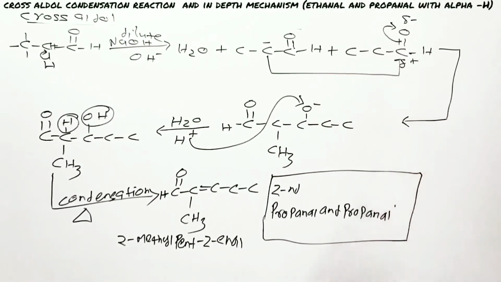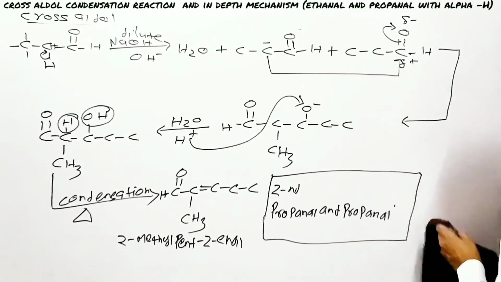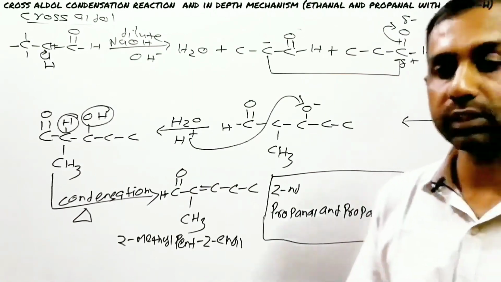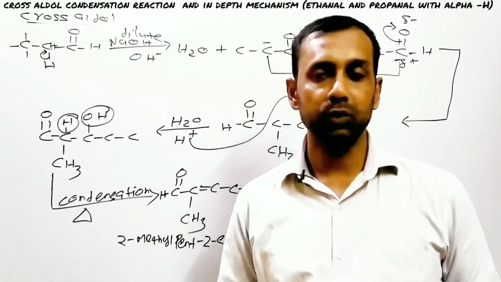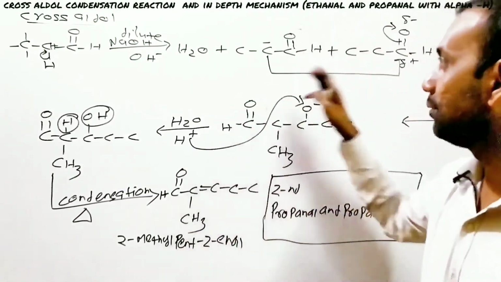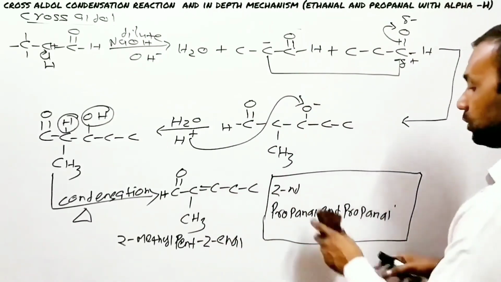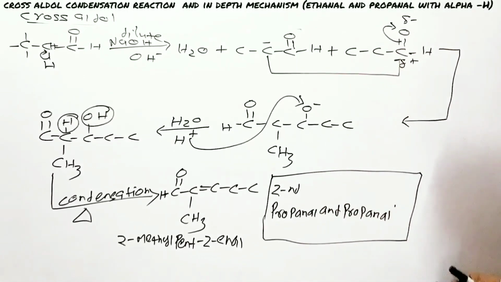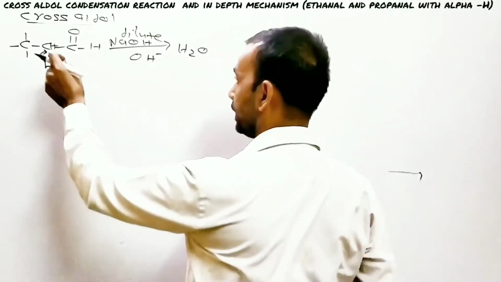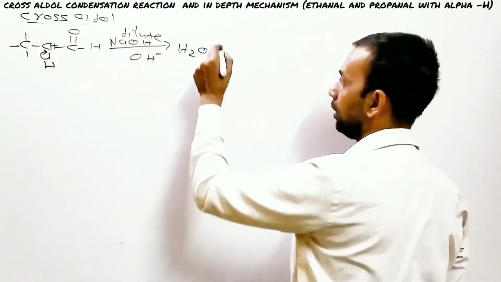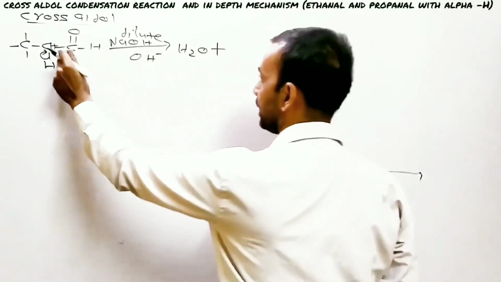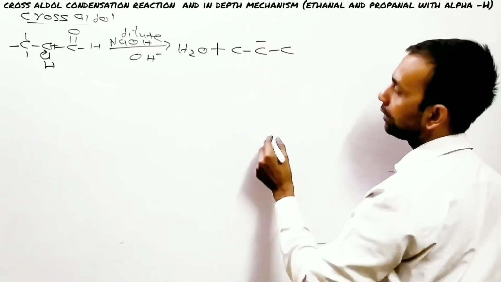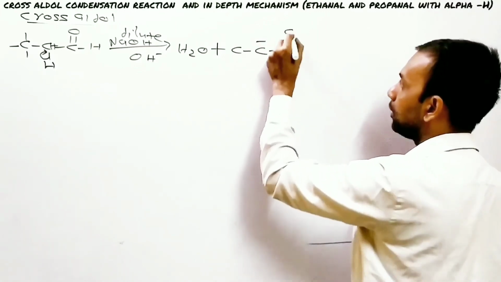Now let me do the third one. I know this is going to be really lengthy, but I want to make sure you understand each and every part in a very simple way. So that's why I'm doing all the reactions possible. So this is your second product, 2-methyl pent 2-enol. So the third one, where I'll be reacting the propanol with the ethanol. After this step, this becomes a carbanion, and you have an aldehyde here.